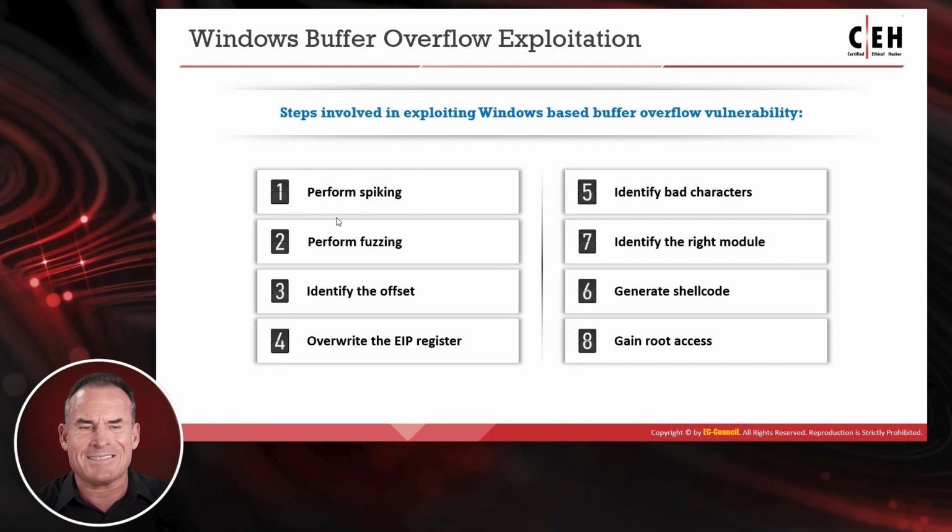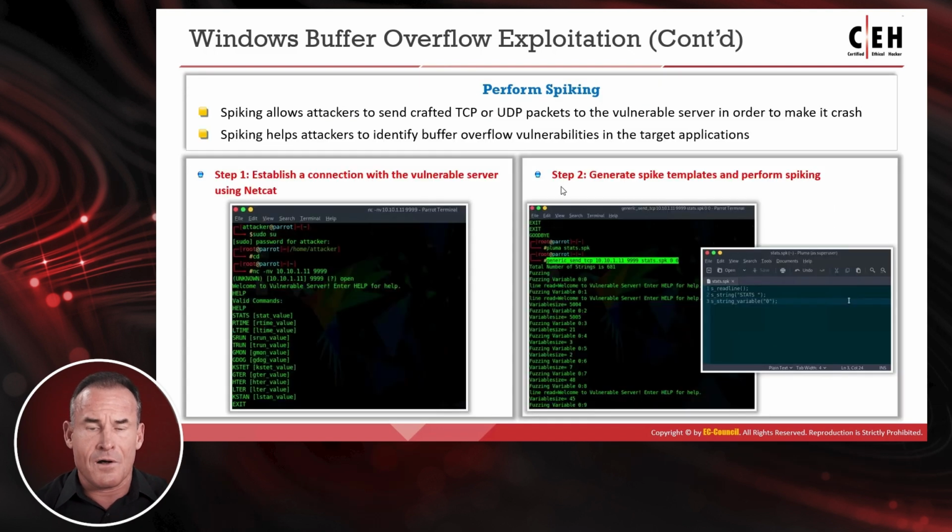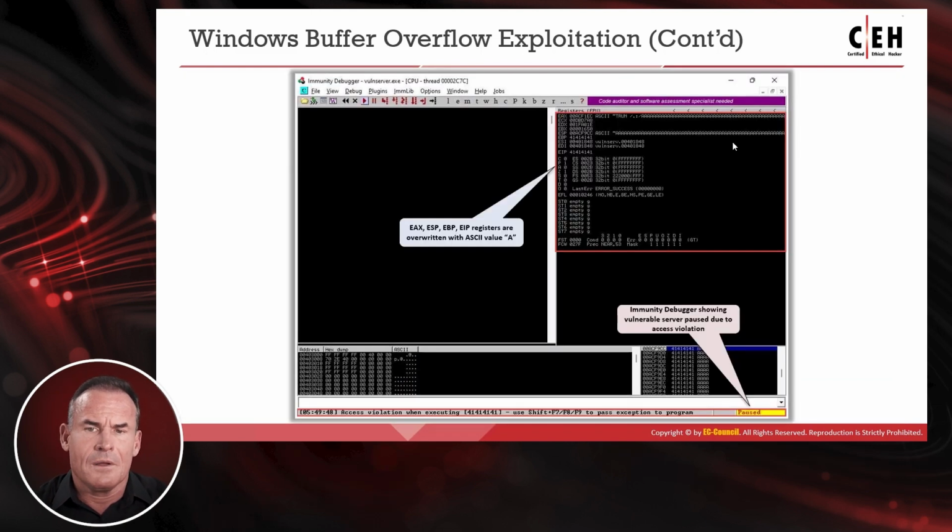We actually have an 8-step process, which involves first performing spiking. Okay, in spiking, you're sending crafted packets to the server to make it crash. That helps to identify buffer overflow vulnerabilities in the target application. So if the thing crashes, it may be vulnerable. Then, and this is actually an examination of the Immunity debugger.